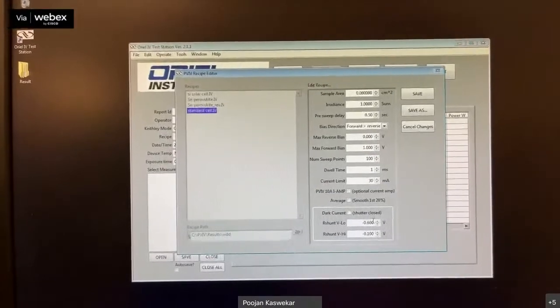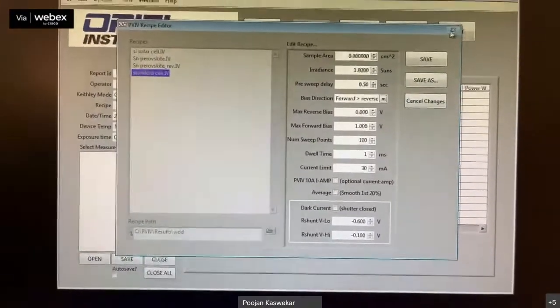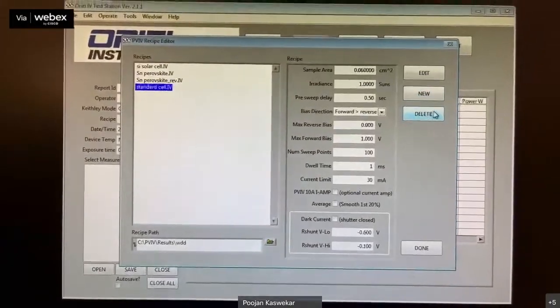And fill factor, if you see it, let me load one thing. Cancel changes.